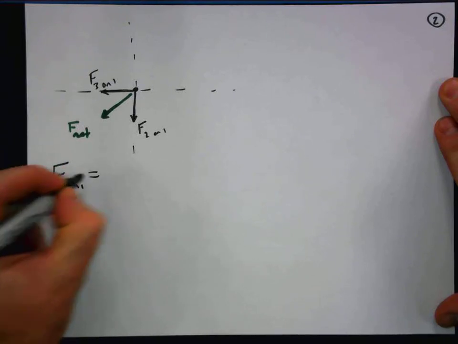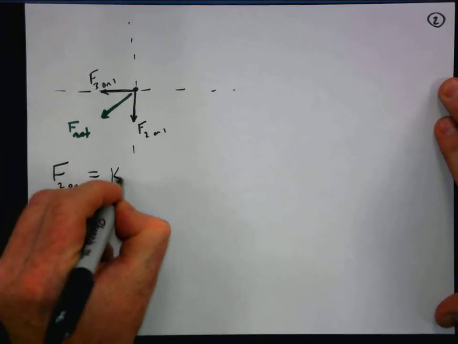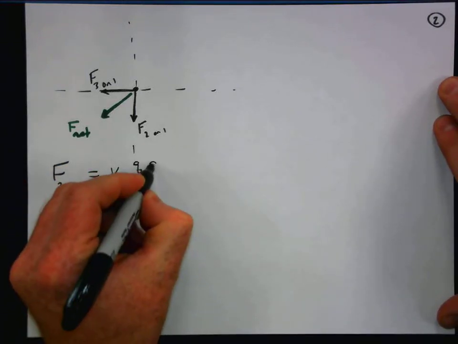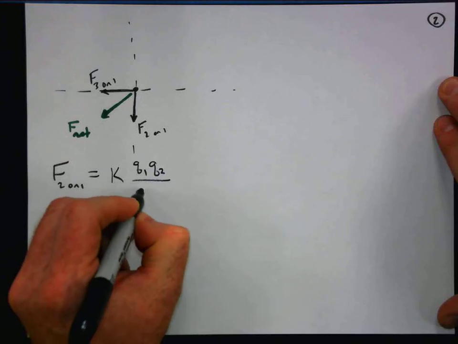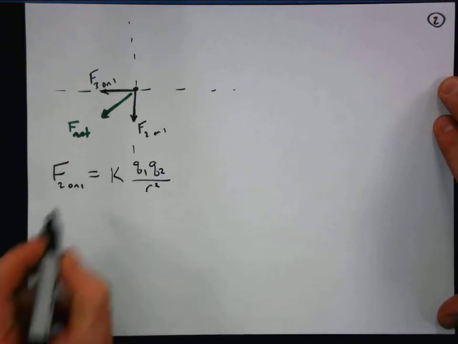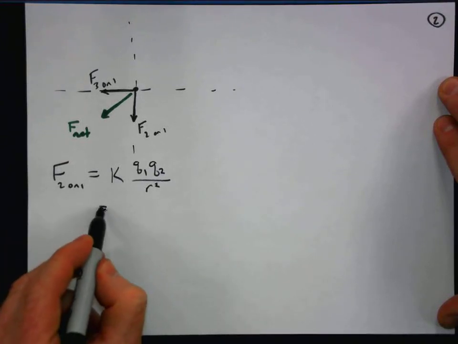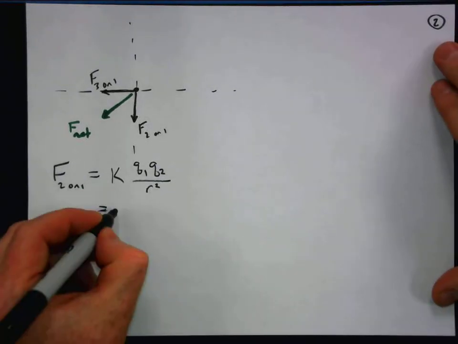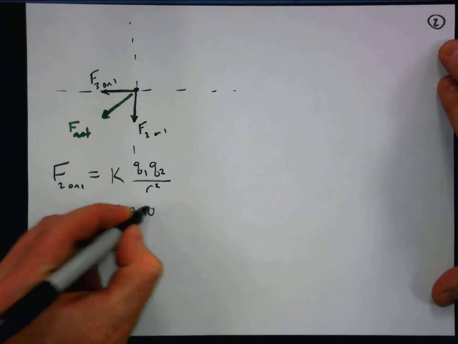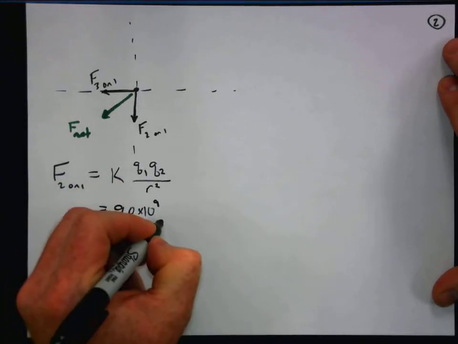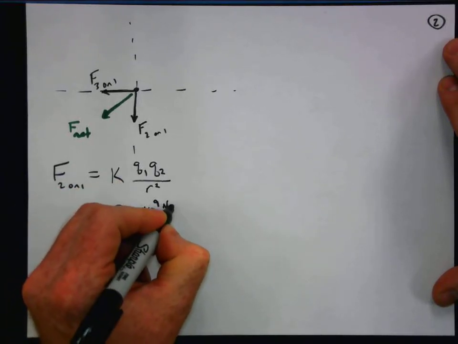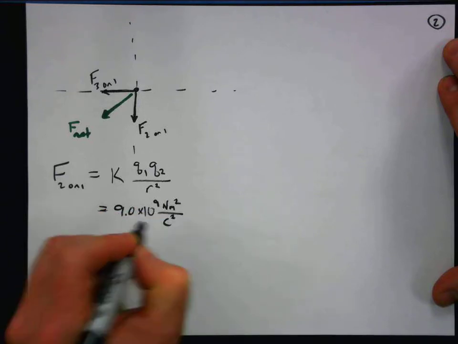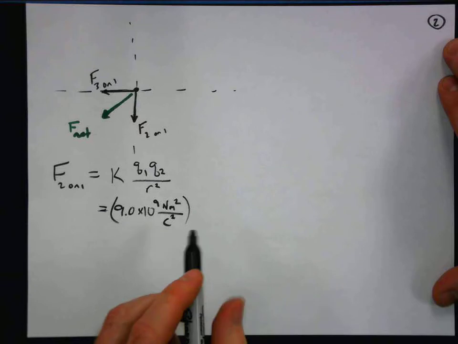Force of 2 on 1. It's the constant times charge of one of them, so charge number 1 and charge number 2, divided by the distance between them squared. I'm only going to write that equation once so I can remember it and not screw it up, right? So that's 9.0 times 10 to the 9 Newton meter squared per Coulomb squared right there, right?